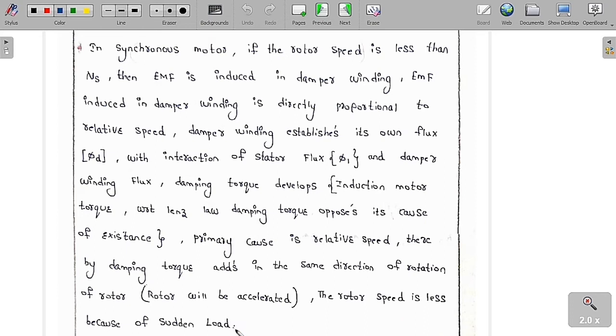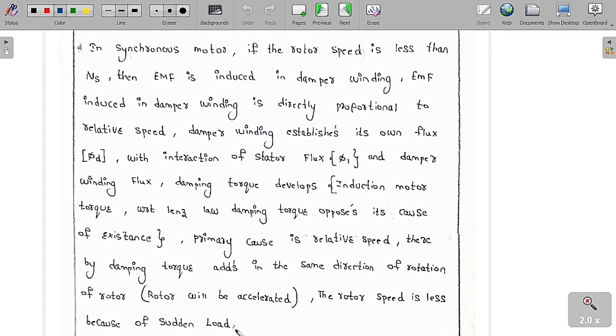So finally I can say that whenever you add an extra load to a synchronous motor, the speed will decrease instantaneously. As Nr is less than Ns, there is a relative speed between Nr and Ns. So this relative flux is going to cut the damping winding. Therefore an EMF is going to be induced in the damping winding, and current is also going to be induced there. It is going to produce some flux, called phi d, and phi 1 is the stator flux. So they both are going to interact.